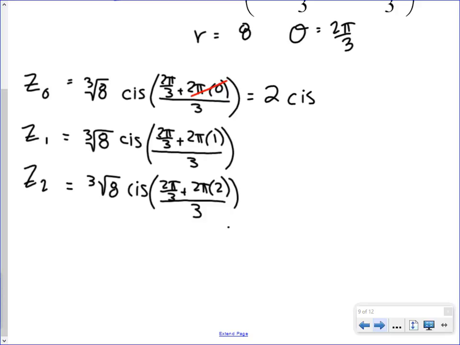So think about this. 2 pi over 3 divided by 3 is like dividing by 3 over 1. So that's 2 pi over 3 times 1/3. So that 3, that n that you're dividing by, belongs in the denominator. Okay, so it gets multiplied by the 3. So it should be cis 2 pi over 9.